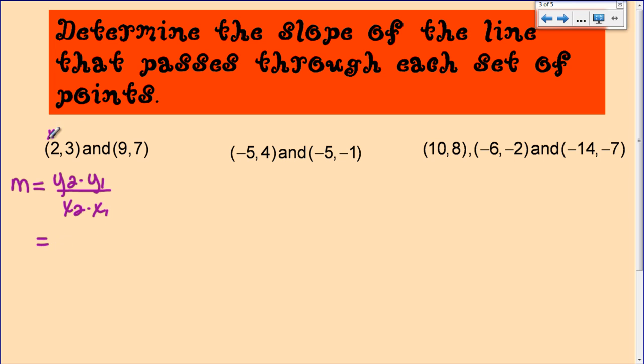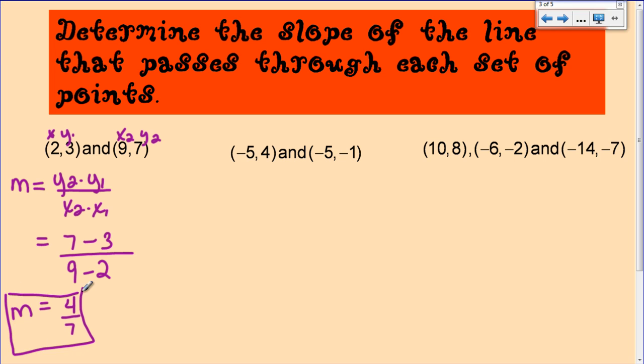So here I have x and y. These are our first ones. And then I have x and y, and these are the second ones. So I'm going to do the second minus the first. So I'm going to do my 7, because it's y2, minus 3, which is y1, over 9 minus 2. And then I'm just going to subtract to find out what that equals. Well, 7 minus 3 is 4. 9 minus 2 is 7. And so the slope of that line that goes through those 2 points is 4/7, which means if I were to graph it, I would have to go up 4 and over 7 to get from this point to this point. If I had them in a table, this would be the change in the y values over the change in the x values.